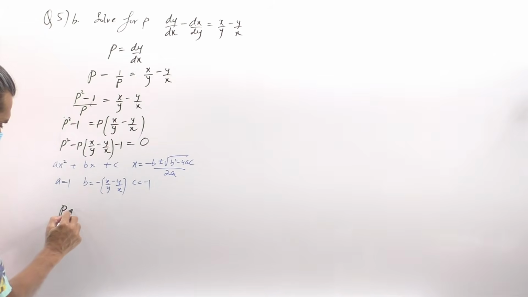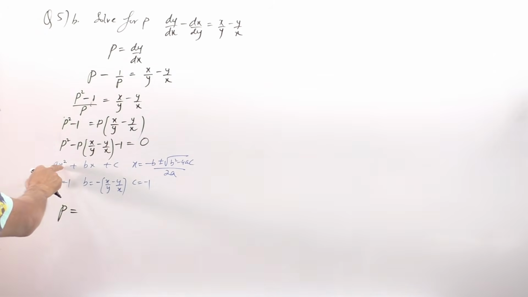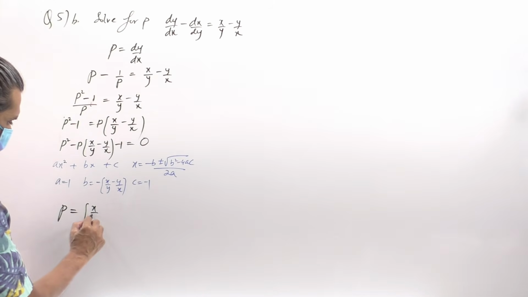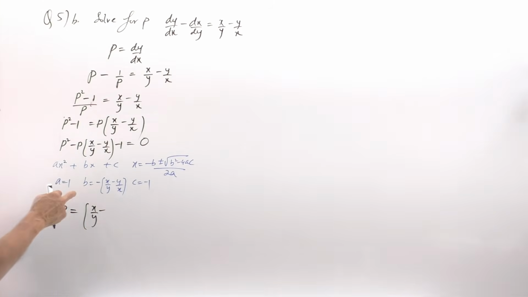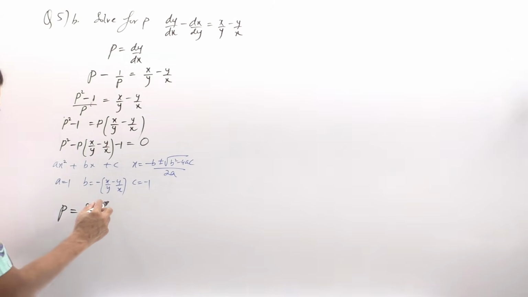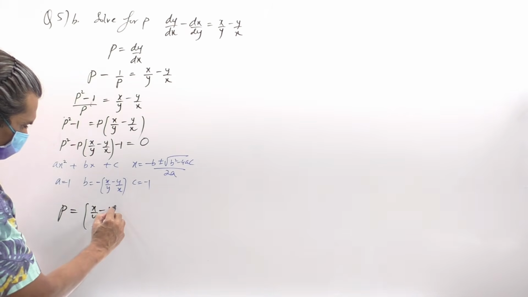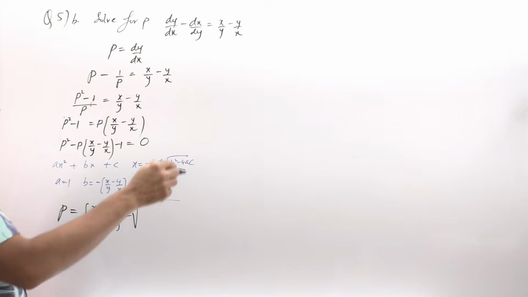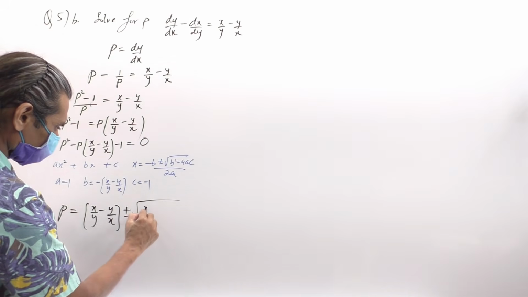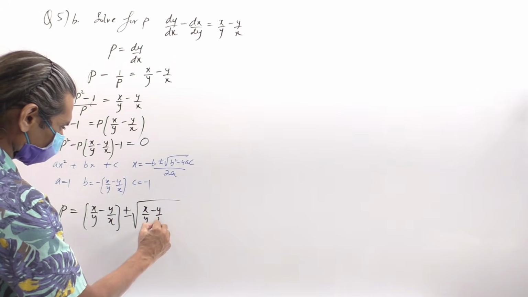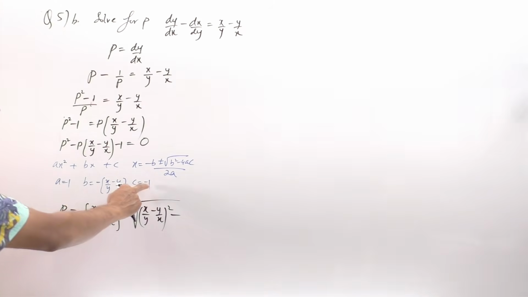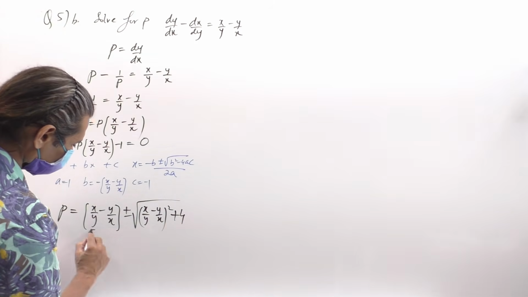So now the solution is, we are solving for p, because we have taken x square p is equal to minus b, so this will be x by y minus, because minus b, minus minus plus minus y by x, plus or minus root of b square minus, x by y minus y by x the whole square, is x by y minus y by x the whole square only, minus 4ac, a is 1, c is minus 1, so plus 4, whole divided by 2.